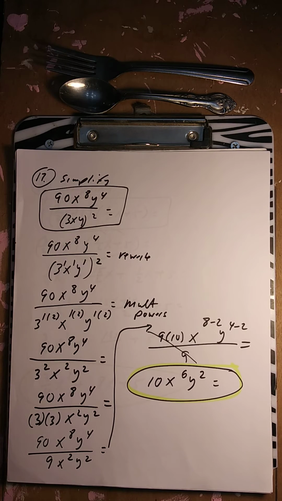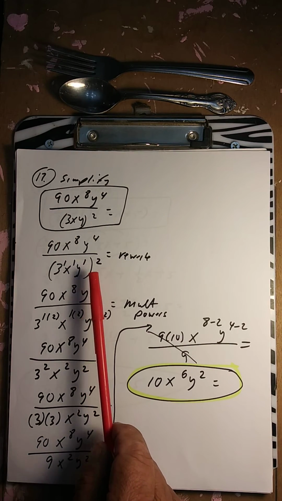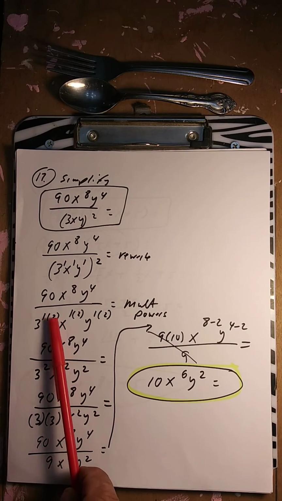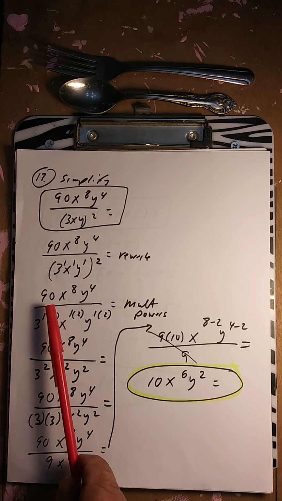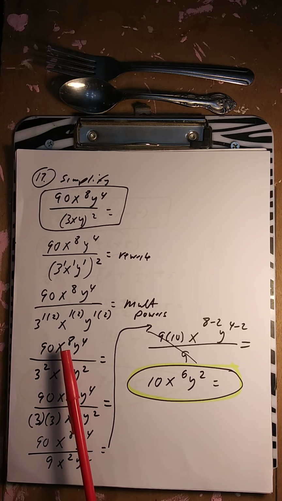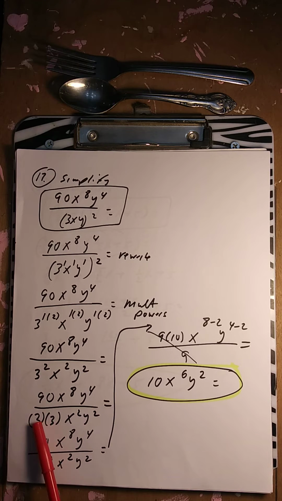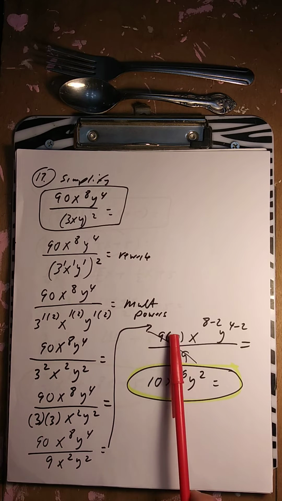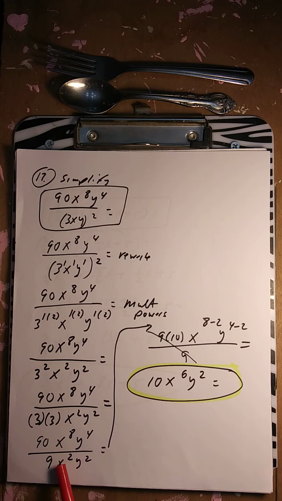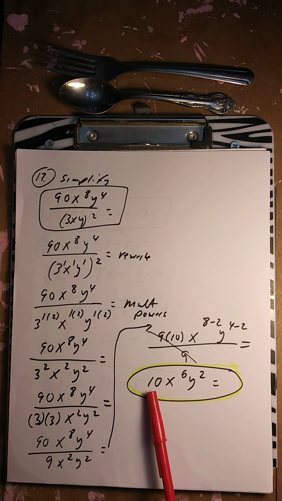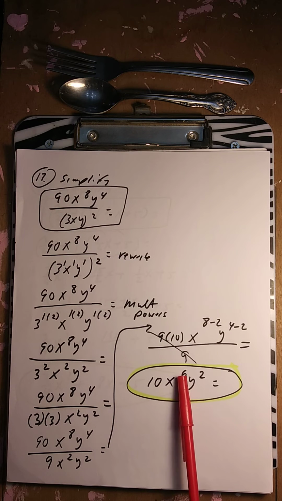Simplify this. So let's put 1's in there. We have 1 times 2, 1 times 2, 1 times 2. So that's going to be 90, x to the 8, y to the 4. And you have 3 to the 2, x to the 2, y to the 2. And 3 times 3 is 9. So now we have 9 times 10 and 9. Bring this number up here. Subtract the exponents, 2 from the 8, 2 from the 4. So we have 10, x to the 6, y to the 2.